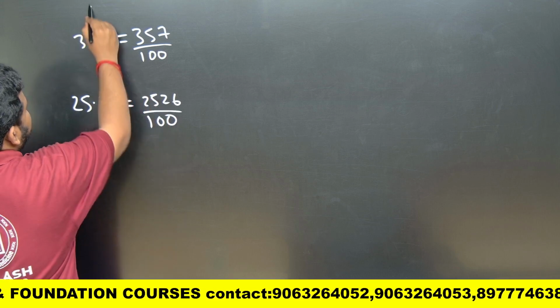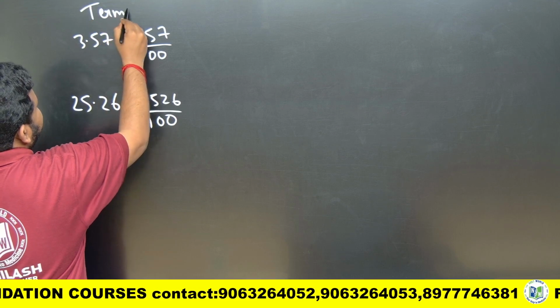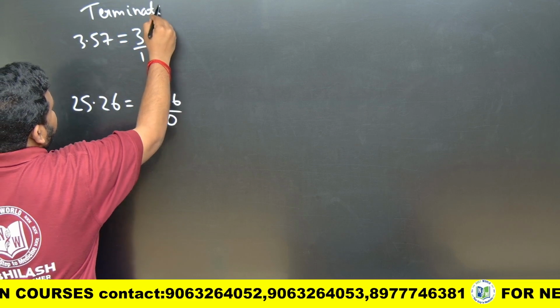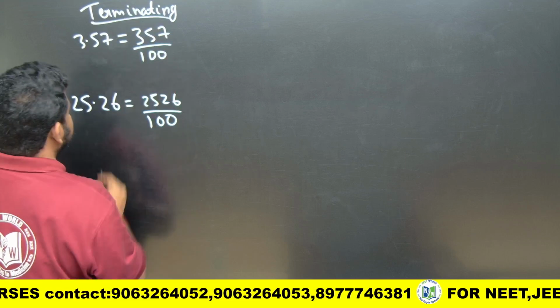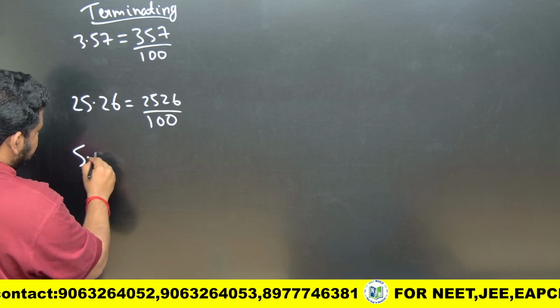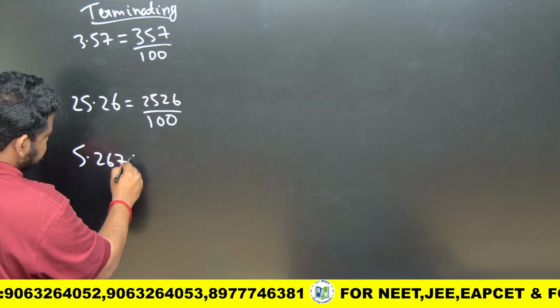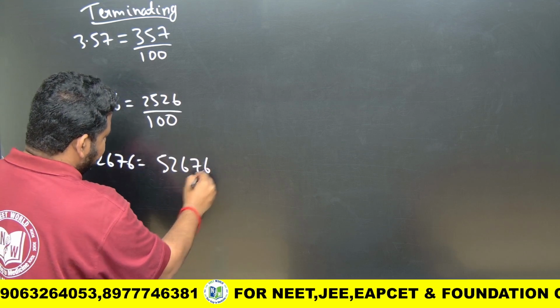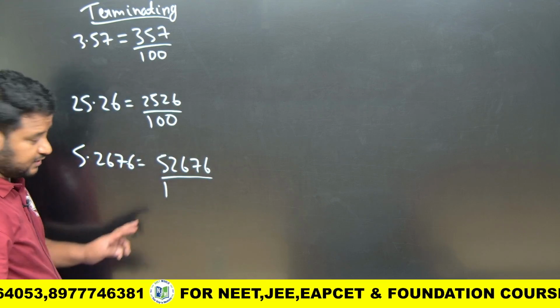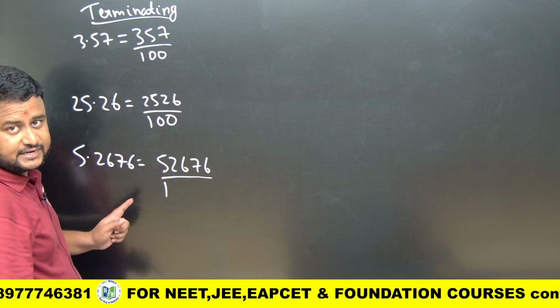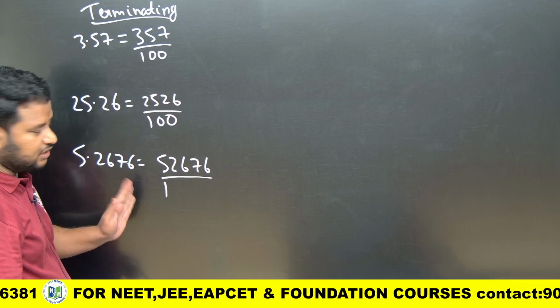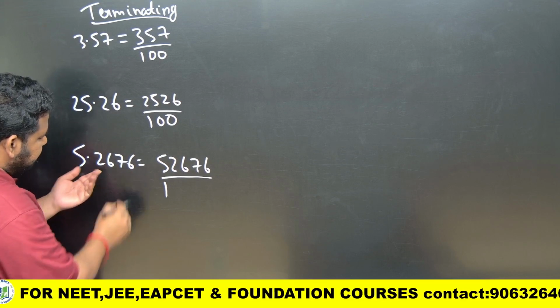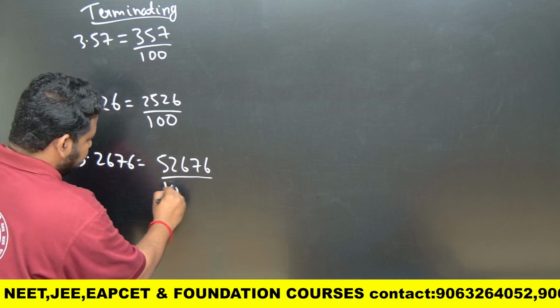This is terminating decimal. Let us take one more example. If I take 5.2697, here I should write it as what? 52697 followed by 1, not 9, because this is terminating. If it is terminating, the denominator should be 1 followed by zeros. After the decimal point, how many numbers are there? 1, 2, 3, 4. So 1 followed by 4 zeros.